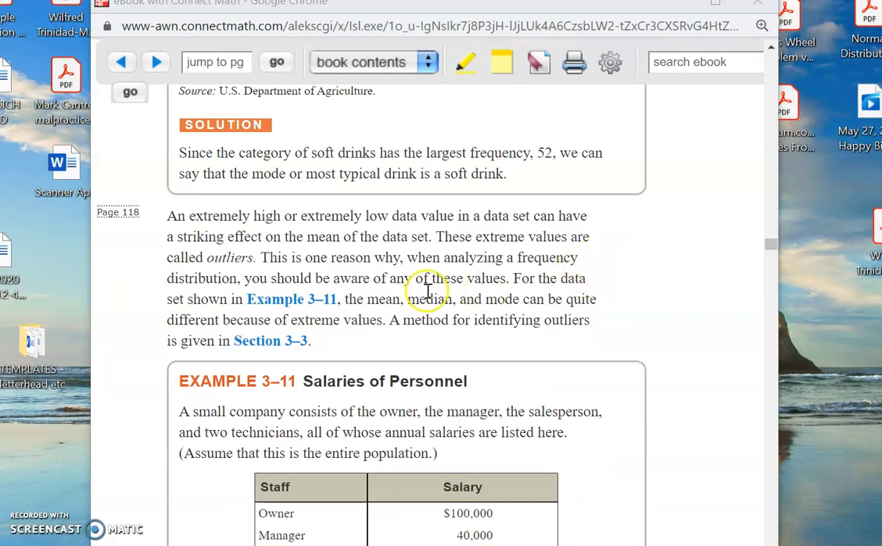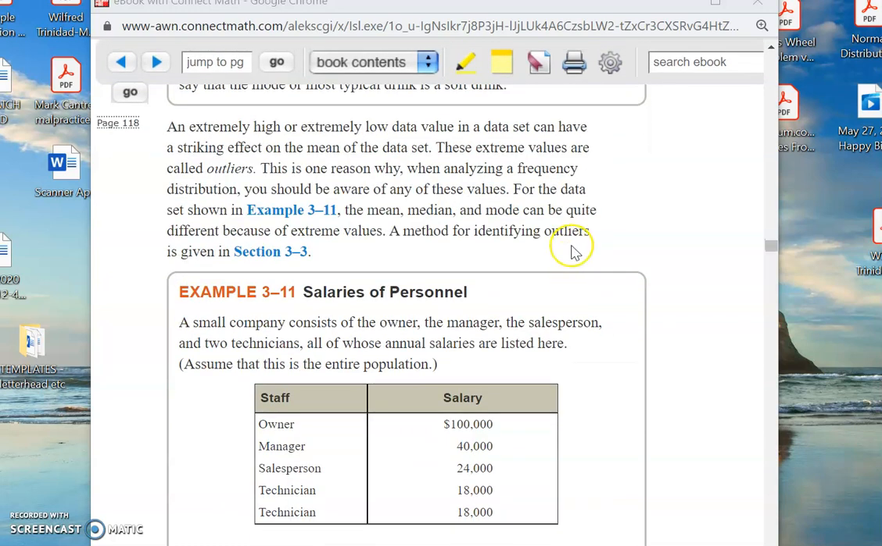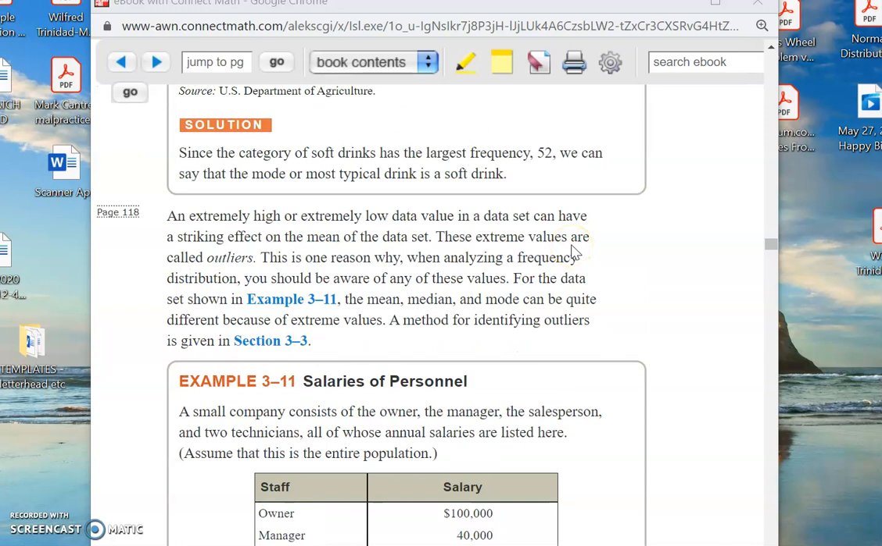That's not particularly interesting, but this next thing I think is very interesting because it comes up in real life in the scientific world all the time. Whenever you're doing experiments of any sort, any kind of testing program, you always have to be aware of the possibility of test errors. An extremely high or extremely low data value can have a very striking effect, a very large effect, on the mean of the data set. That's my example of Bill Gates walking into the room.